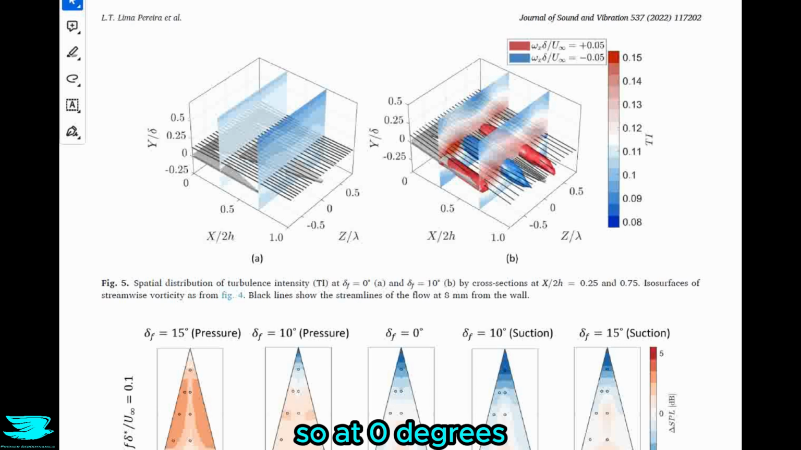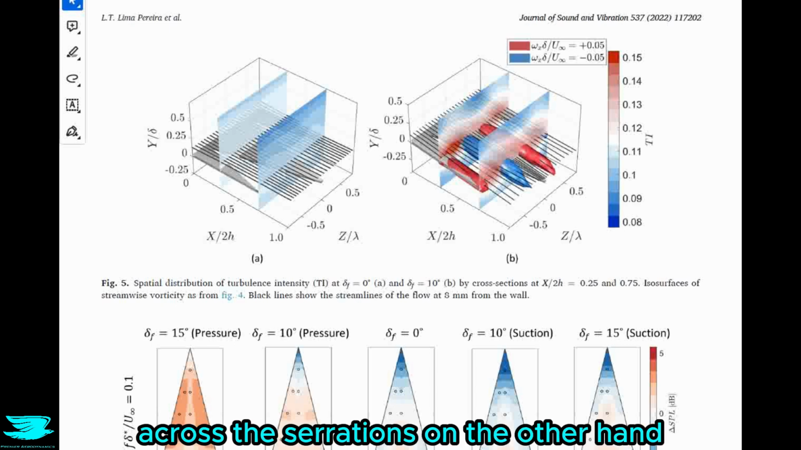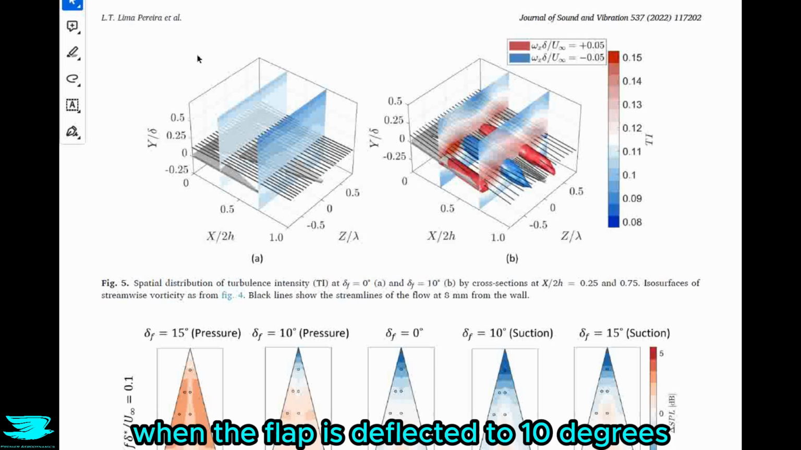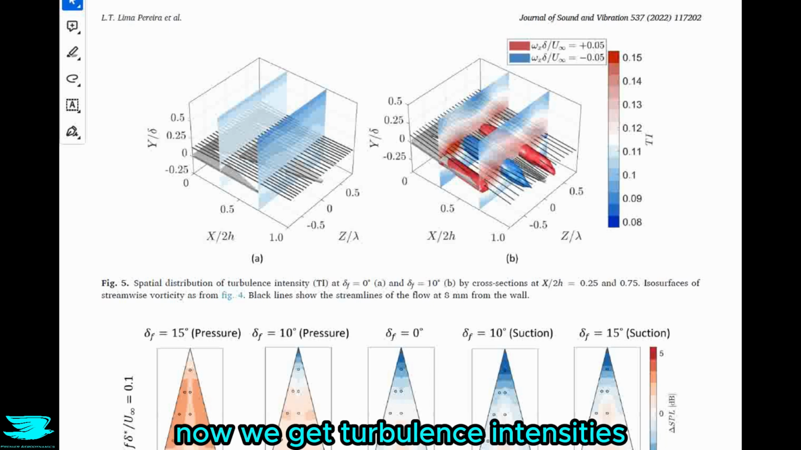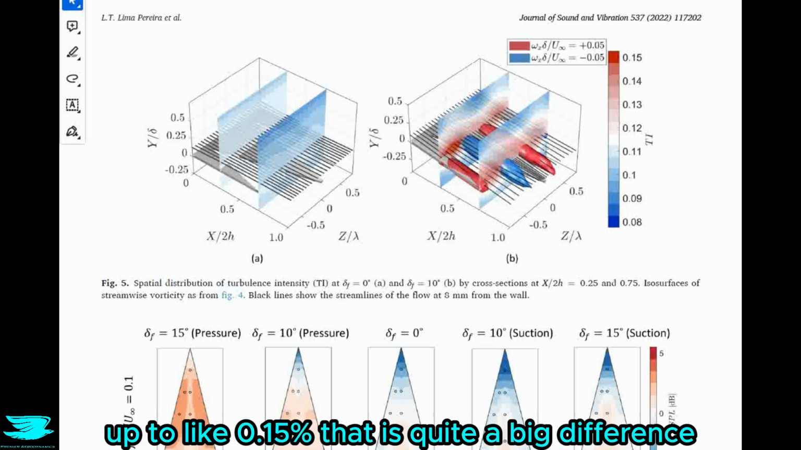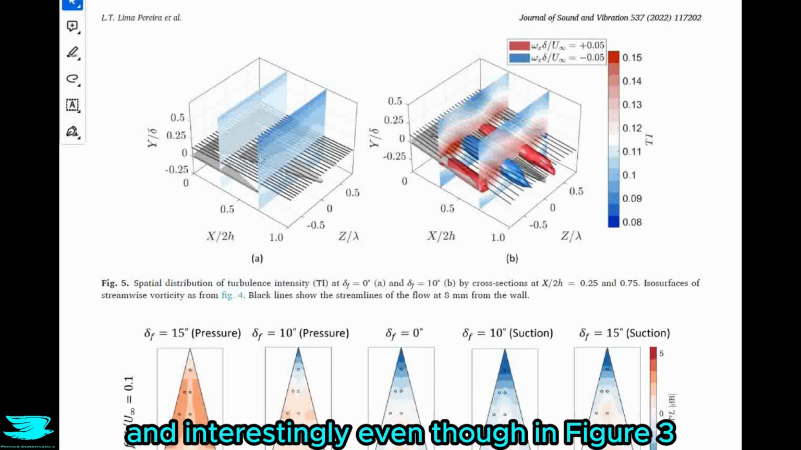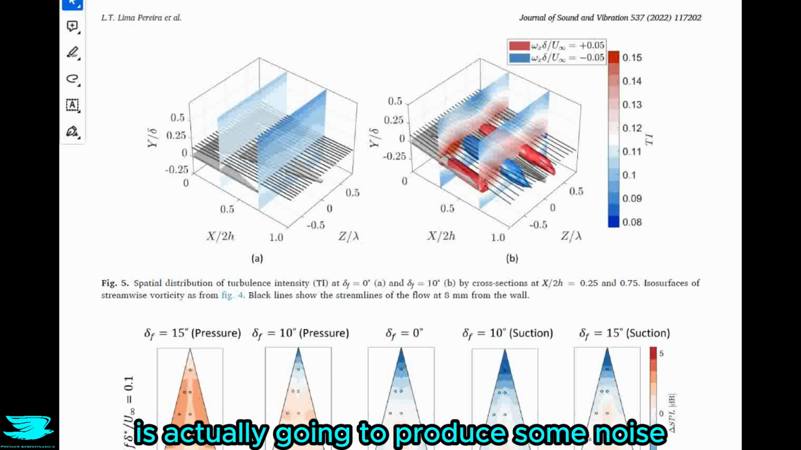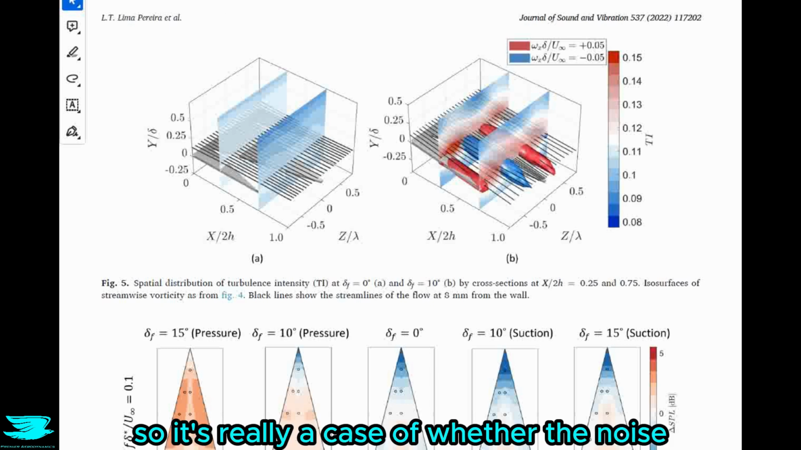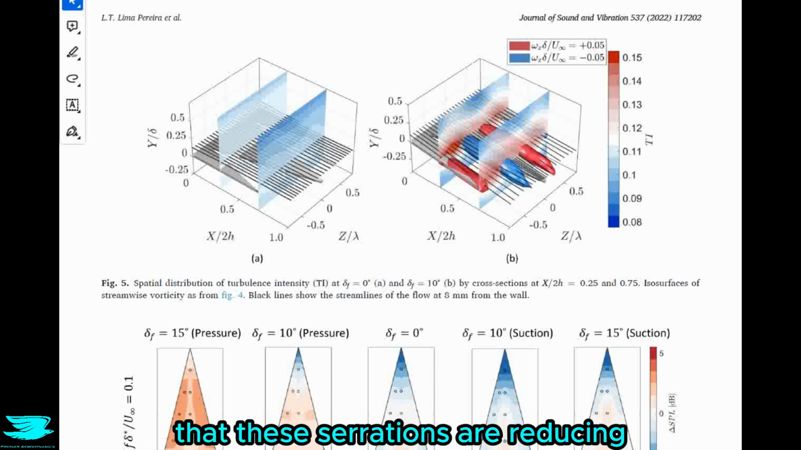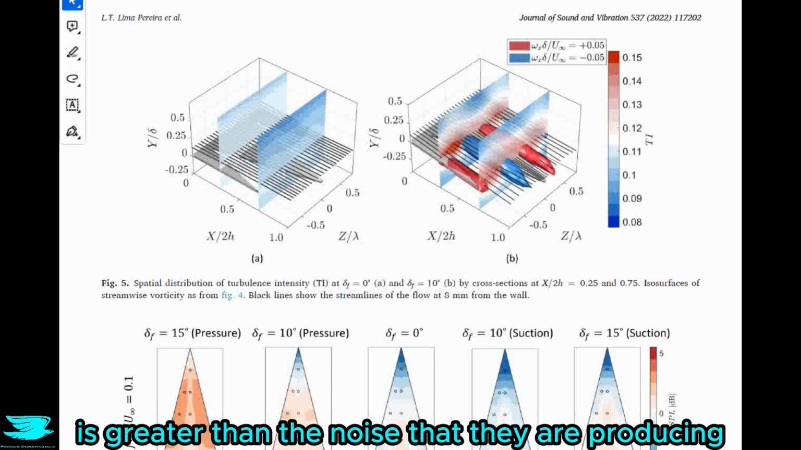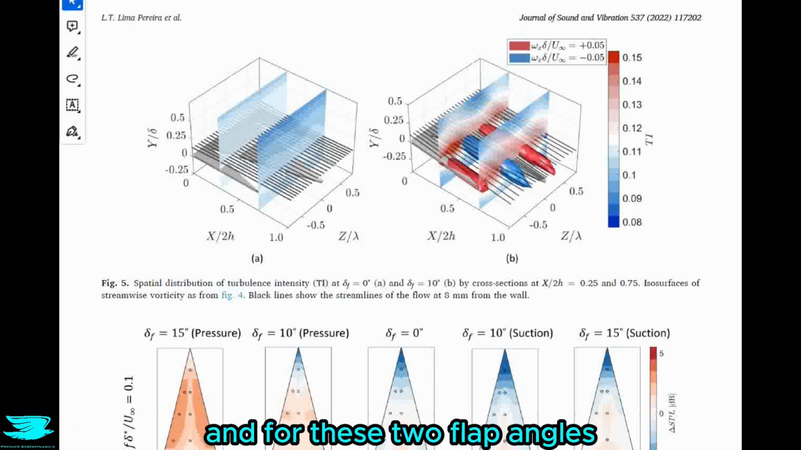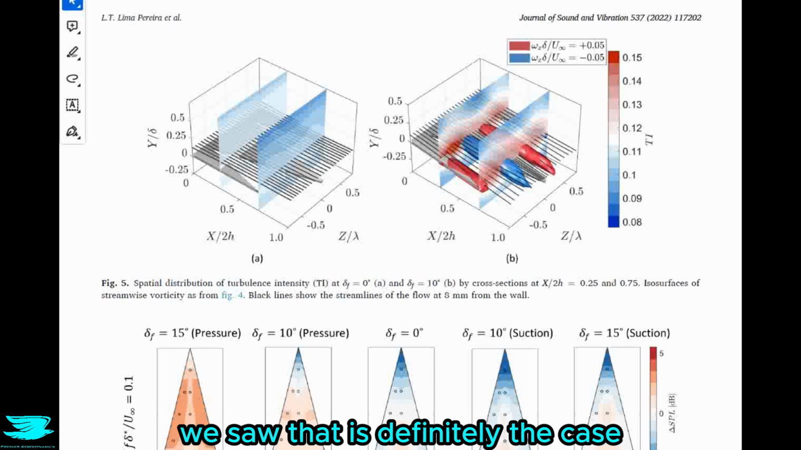So at 0 degrees, the turbulence intensity doesn't really change that much across the serrations. On the other hand, when the flap is deflected to 10 degrees, now we get turbulence intensities across the serrations up to like 0.15%. That is quite a big difference. And interestingly, even though in figure 3 we saw that the noise is being reduced by these flaps, the existence of this turbulence is actually going to produce some noise. So it's really a case of whether the noise that these serrations are reducing is greater than the noise that they are producing. And for these two flap angles, we saw that that is definitely the case.